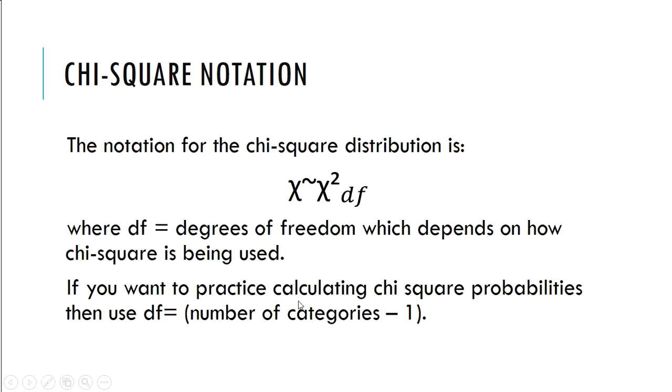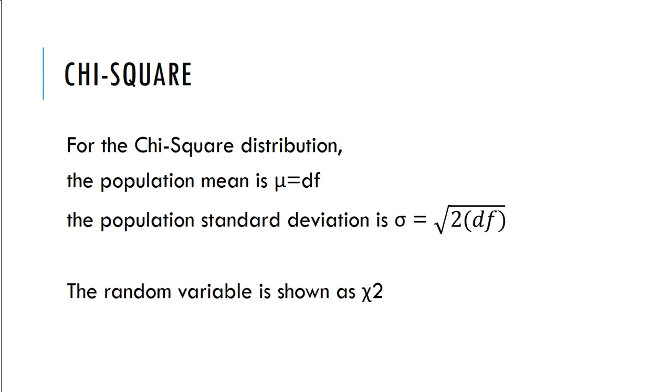So if you want to practice calculating chi-square probabilities, use df, the degrees of freedom, which is your number of categories minus 1. So for chi-square distributions, the population mean is the degrees of freedom, and the population standard deviation is the square root of 2 times the degrees of freedom. The random variable is just shown as chi-squared.